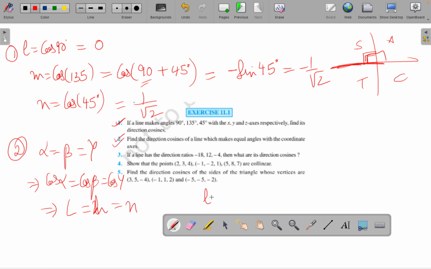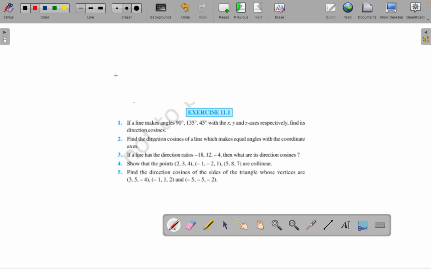L, M, N, you know the relation: L square plus M square plus N square equals 1. So can I say 3L square is equal to 1? So L is equal to plus minus 1 by root 3. Similarly, M is also the same thing and N is also the same thing. That is how we will solve question number 2.